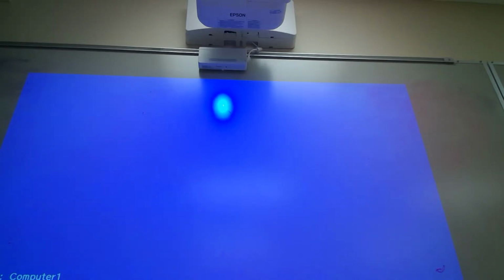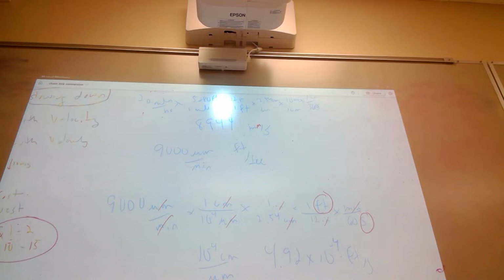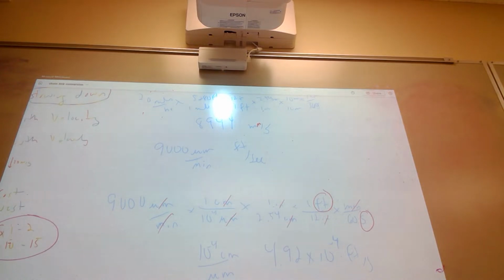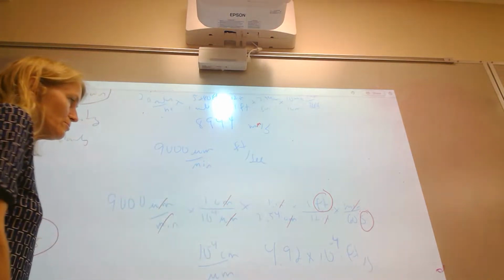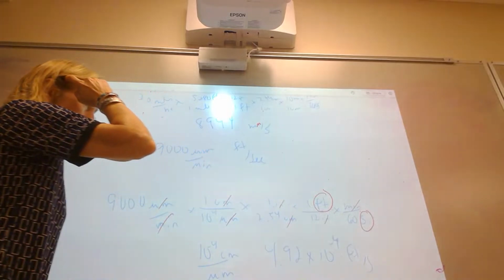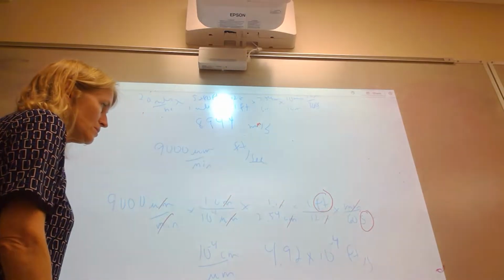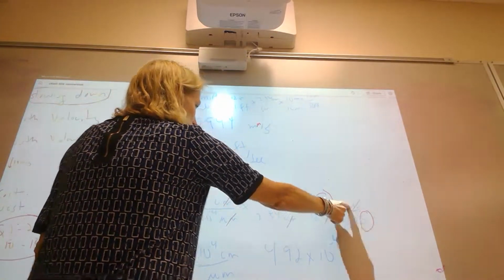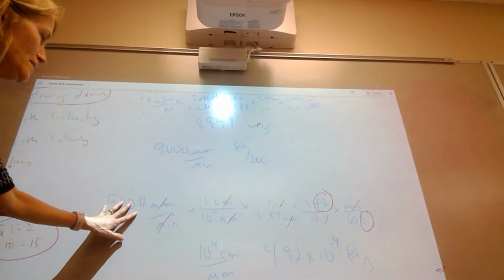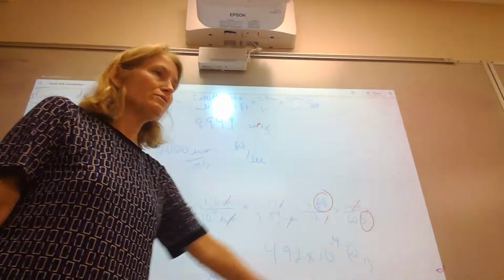Okay, let's go over it. Did you get it? You should get a really small number. 9,000 micrometers in a minute times 10 to the 4th micrometers in a centimeter times 2.54 centimeters in an inch times 12 inches in 1 foot times 60 seconds in a minute. So it's 9,000 divided by 10 to the 4th, divided by 2.54, divided by 12, divided by 60.